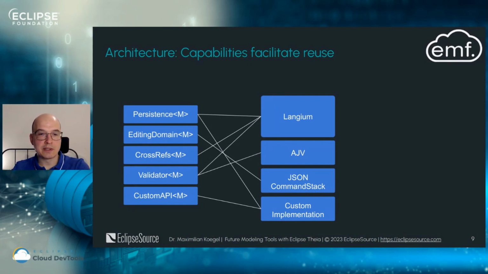So for example, we have custom implementations that serialize as JSON or XML. For the editing domain, we provide in EMF Cloud an implementation, a JSON patch-based command stack. For cross-references, you can, again, use Langium for resolving, as well as for validation. For validation, we also alternatively used AJV, which is a quite popular JSON schema validator. And of course, for your custom API, you just need to have a custom implementation.